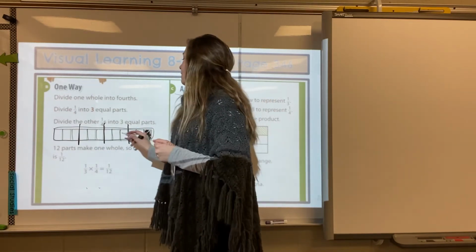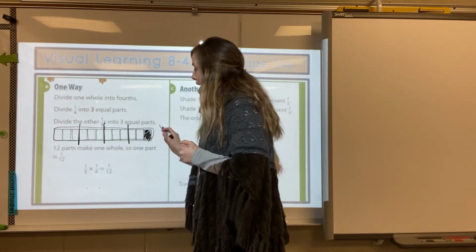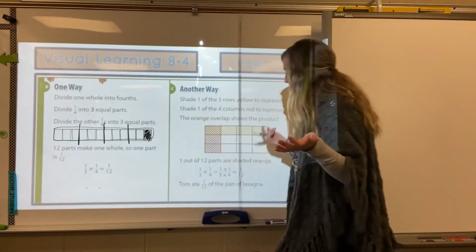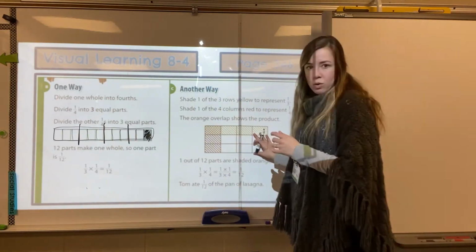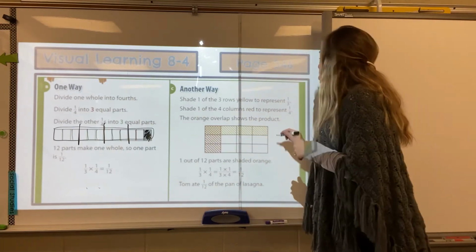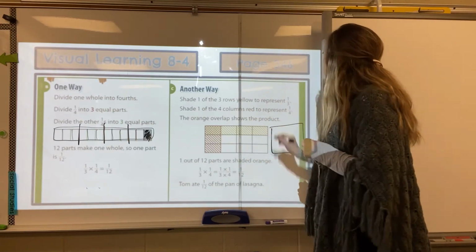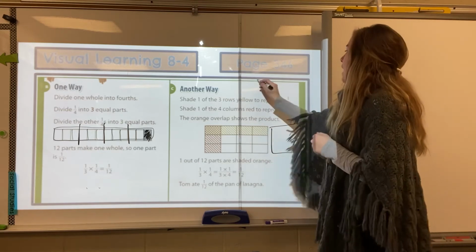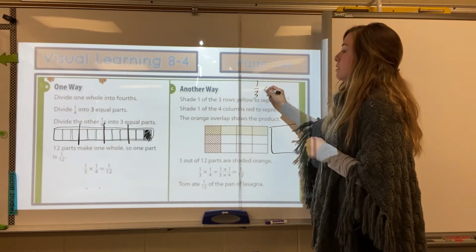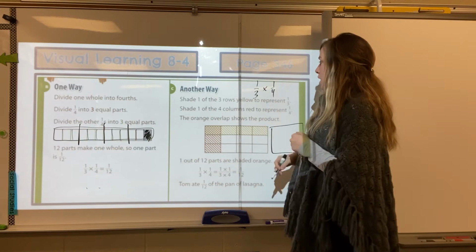So then I've got to figure out how many pieces total. Well, there's 12, and he's eating 1 of them. Another way to show it is kind of like the actual pan, and I sort of drew this on there. So when you have a pan, and I have 1/3 times 1/4, you're gonna look at your denominators.